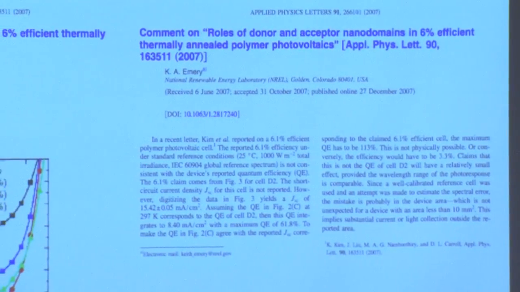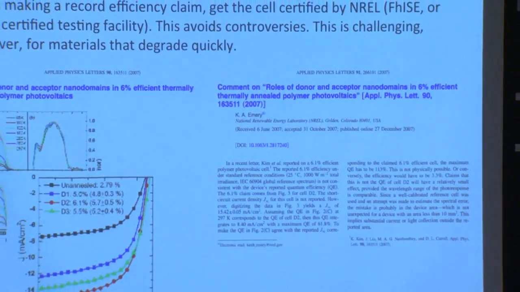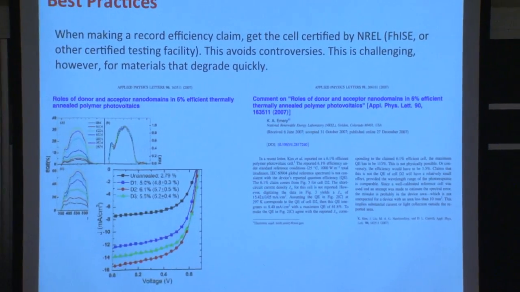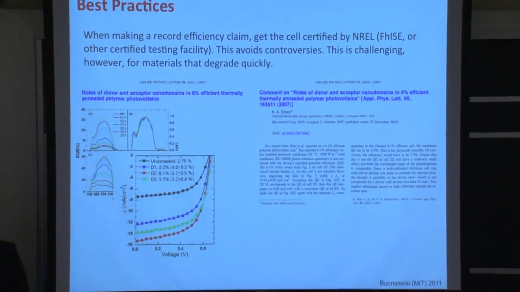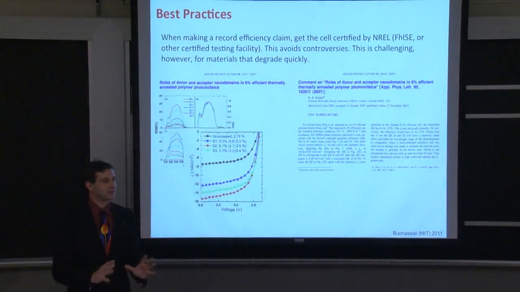Perform your measurements properly. Don't over-report your efficiencies. And when in doubt, you can always ship your cells to NREL or to Fraunhofer ISE or another certified testing center and get a certified cell efficiency.